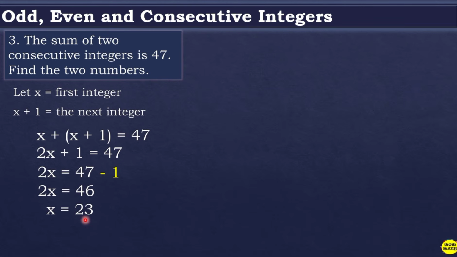Okay? Now, nakuha natin, your x is 23. So, if this is 23, 23 plus 1, this is 24. I-check natin. The sum of two consecutive integers is 47. So, dapat pag inadd natin tong 23 at 24, 47. And that is 47. Okay? So, therefore, nag-satisfy siya dun sa given condition sa problem natin. So, find the two numbers. The two numbers are 23 and 24.